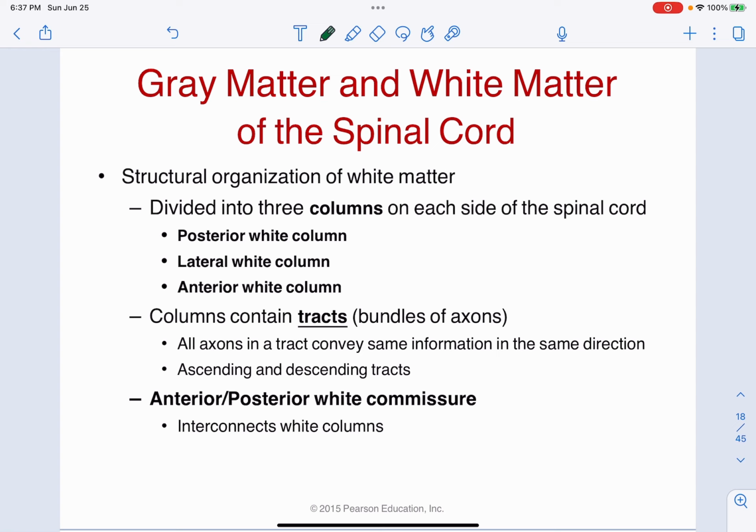So all axons in the tract relay similar types of information. They're either going to relay sensory information or motor information. They are never mixed. They can communicate through the white commissure. And remember, the ascending tracts are always going toward the brain, and that is sensory information. And the descending tracts are always motor information, and they are descending.